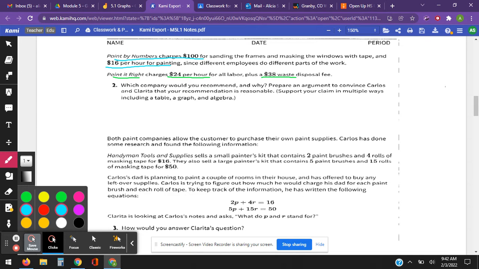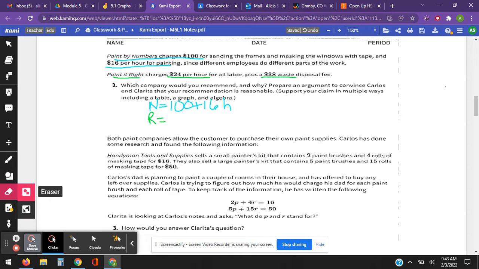So far, Paint by Number, let's do N for number. They are 100 to do all that work, and then it's 16 per hour for the painting. And then if we go to Paint It Right, let's do an R for them. They're 24 per hour. So let's see, I don't want to do the 24 first. I like putting my starting one. So the set fee is 38, and then it's 24 per hour. I like to be consistent with this.